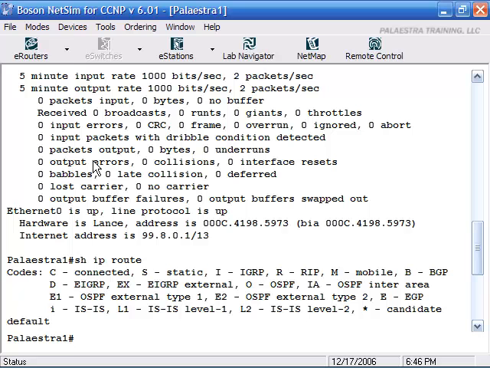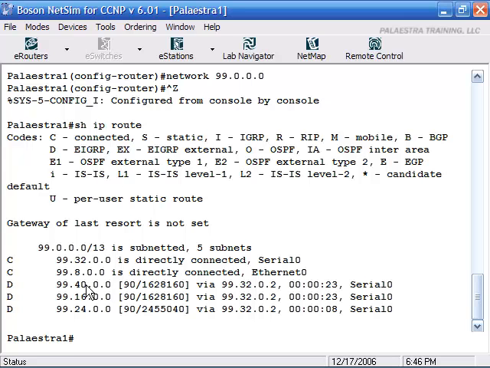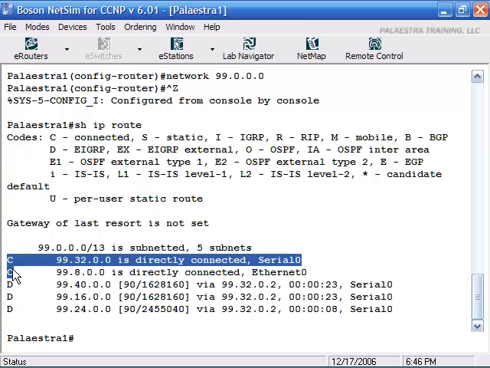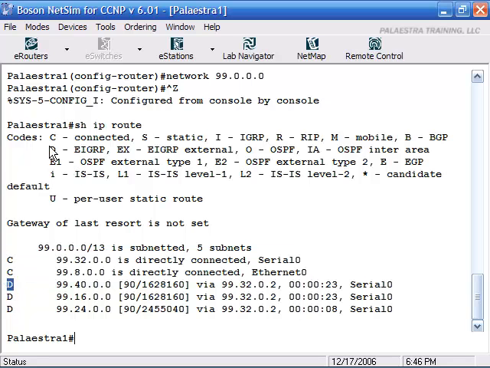Let's take a look at Palestra 1 right here and see our routing table. Show IP route. Now I see 5 subnets in the routing table. Before I only saw 2. These are the 3 that I learned through EIGRP. These are non-directly connected subnets. Let's take a look at this. D stands for, if I look up here, if I ever forget, I can just look right here. Show IP route, right at the top, little decoder there, so you don't have to bring your decoder ring with you.